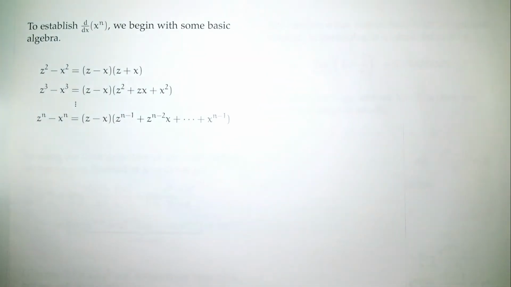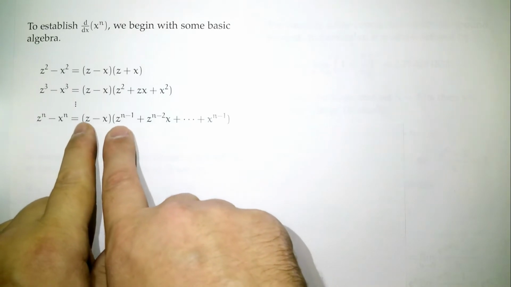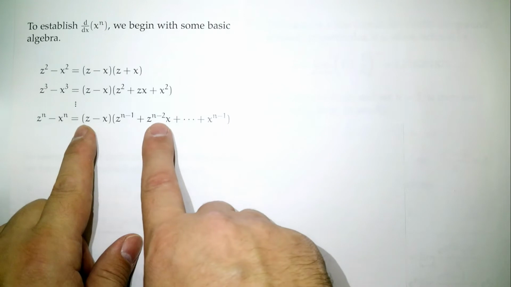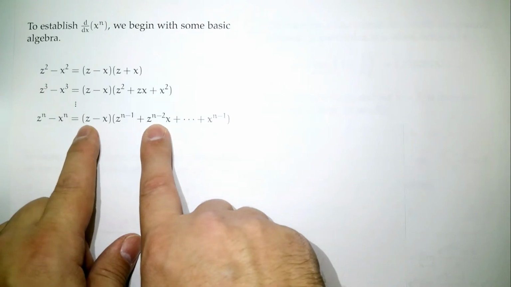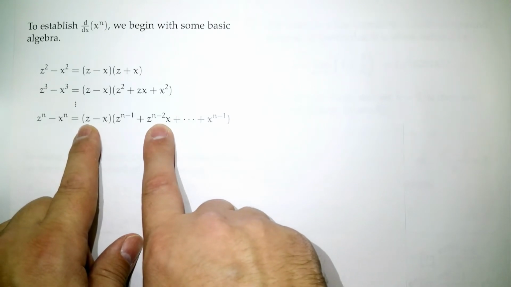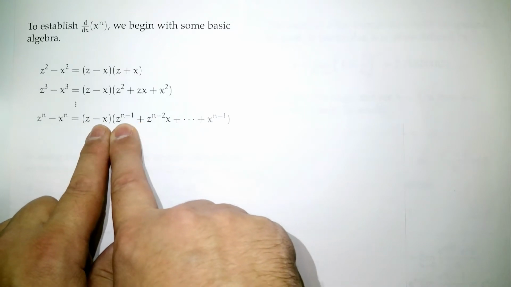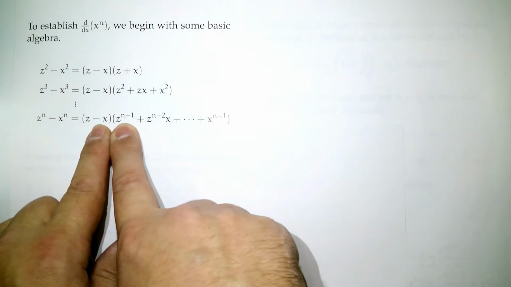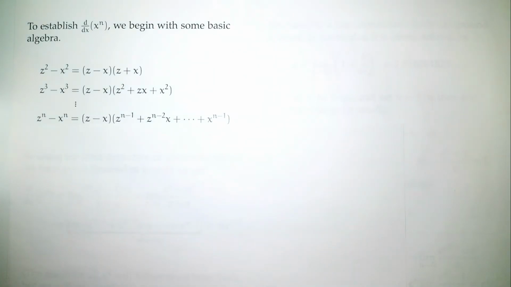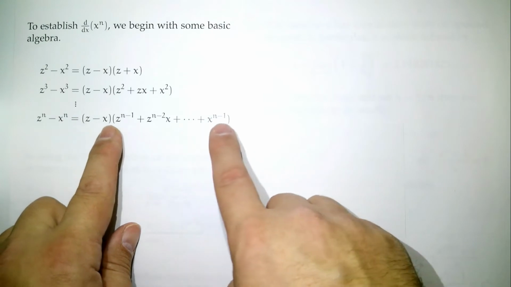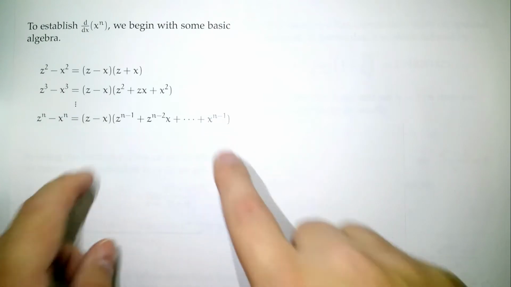And it's easy to verify this is true because you just do the multiplication. Z times z to the n minus 1 is z to the n. And then what happens is if you compare this term, z times z to the n minus 2, x would be z to the n minus 1 times x. You subtract z to the n minus 1 times x. So what happens is you get tons and tons of cancellation, except at the very start and except at the very end. So that's why that works.